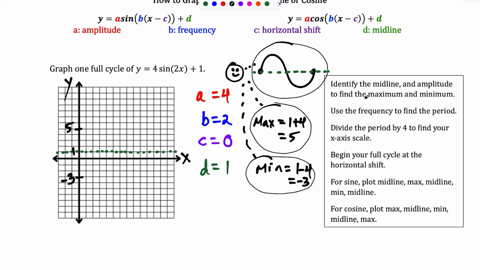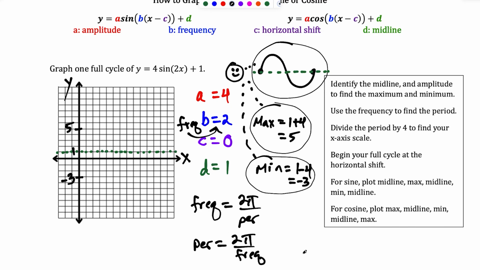So then next, once I identify the midline and amplitude to find the max and min, I like to use the frequency to find the period. So just know that whatever the frequency is, here we have a frequency equal to 2. We could say that the frequency is equal to 2 pi divided by the period. And then we could swap these two and say that the period is equal to 2 pi divided by the frequency. So this is going to be very helpful because now we could say the period equals 2 pi divided by the frequency, which is 2.